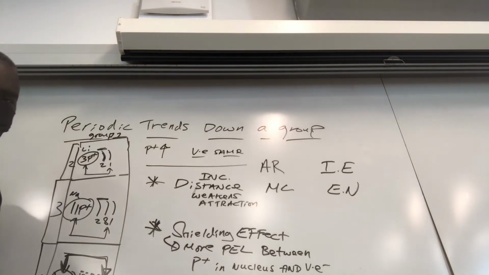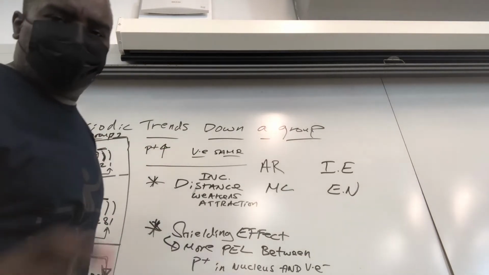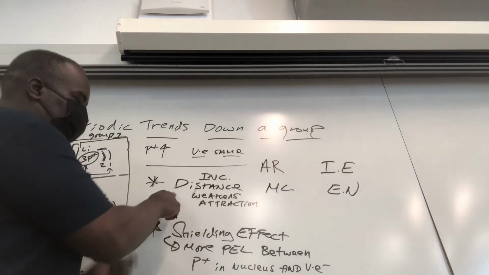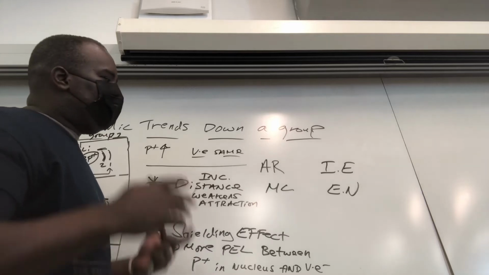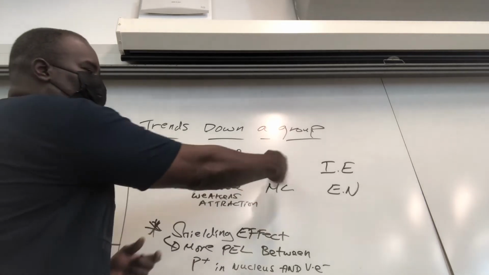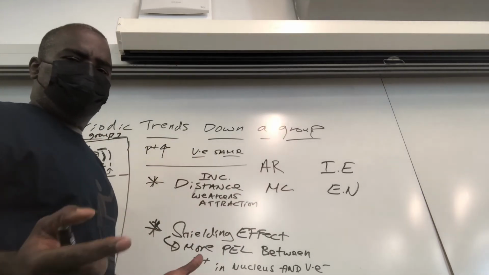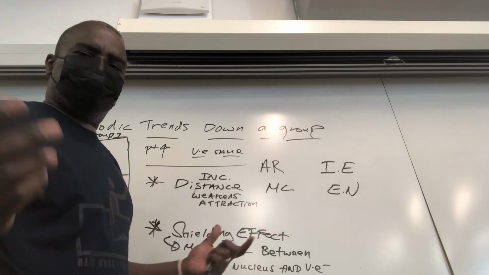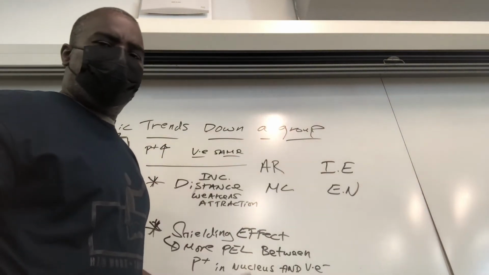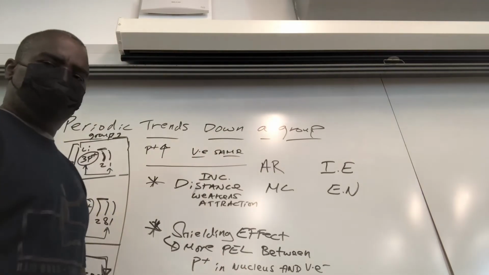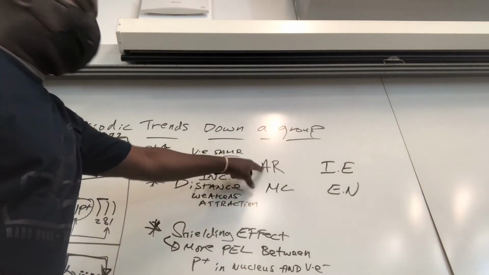Okay, so let's go over here. We're going down the group. We agreed our attraction is getting weaker because of these two factors right here, the increased distance and the shielding effect. So now you've got to answer these four guys right here. Now the funny thing, folks, attraction in this topic of trends rules everything, right? The most obvious, simple one to figure out going down a group is atomic radius.